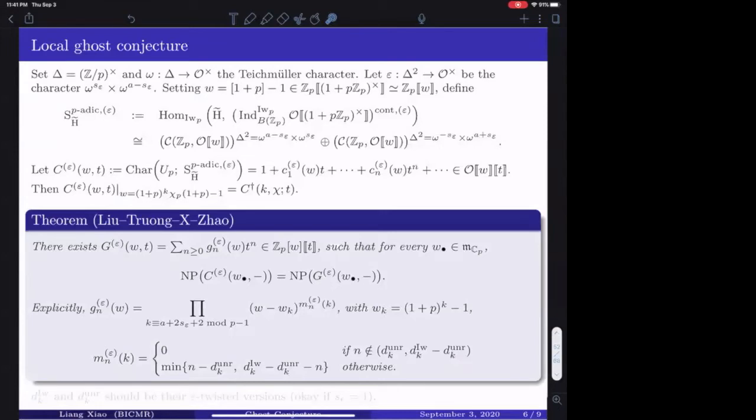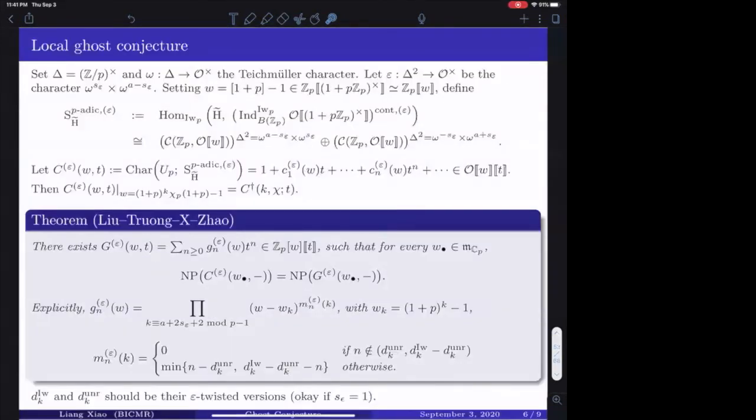So Bergdall and Pollack call this the ghost series because I guess they used a computer to calculate so many examples and to verify their conjecture, and then they saw these patterns. But unfortunately, they don't know why such a pattern would show up. So they call it ghost because it comes from nowhere. We will see in a few pages an explanation of why such a thing shows up.